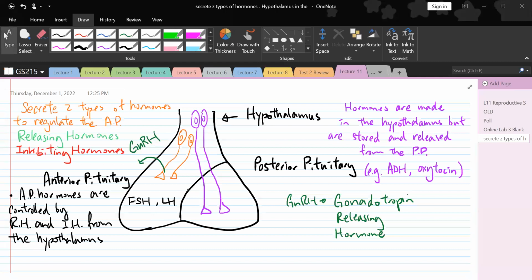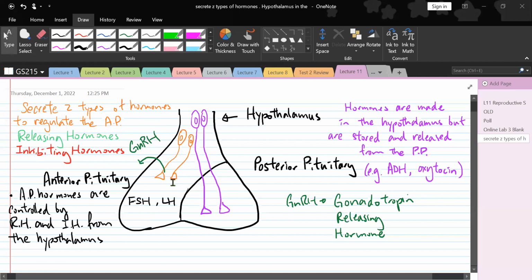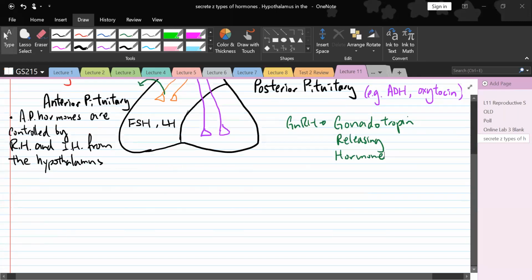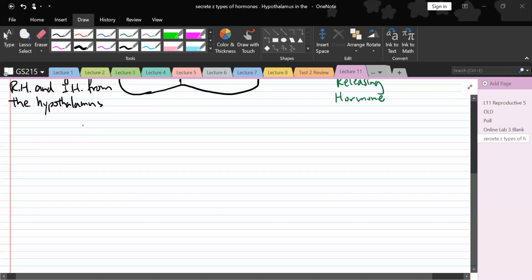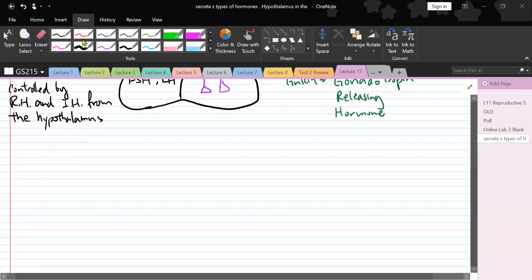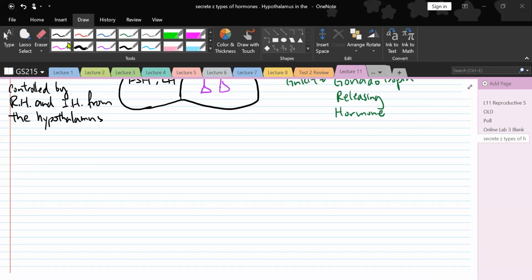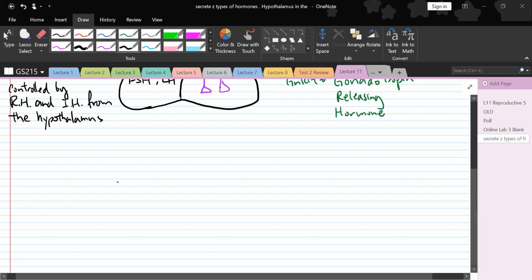Does anybody have any question for me so far? All right, so we're going to talk about the hormonal regulation in the female reproductive system first. That's the one that's a little bit more complicated. The men one is relatively easy to understand, but let's do the woman first. Okay, so let's draw some of the structure here.